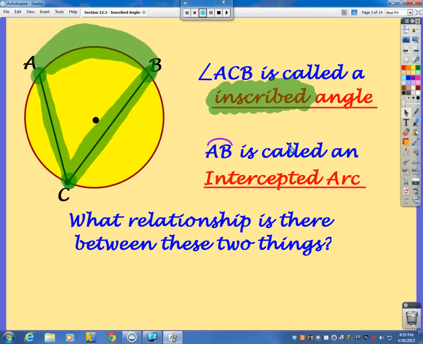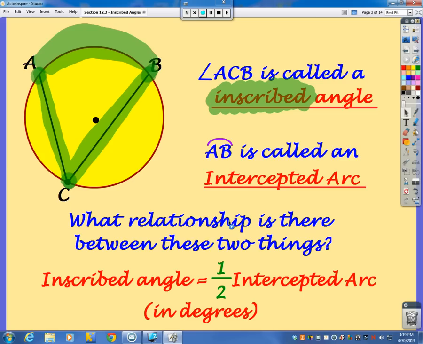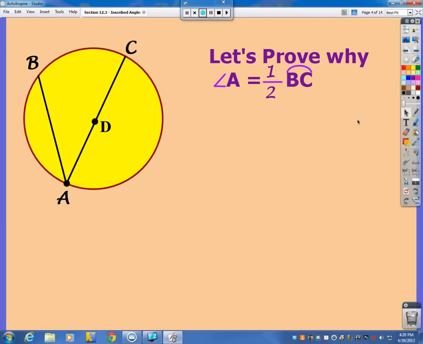Now, what is the relationship between an inscribed angle and its arc, aka intercepted arc? The relationship actually isn't the same as it is for a central angle. The inscribed angle is half of the arc. So I might write this in a little short-term notation to say angle equals half the arc, to kind of remind me of what that relationship is. Now, why? Why is the inscribed angle half the arc?